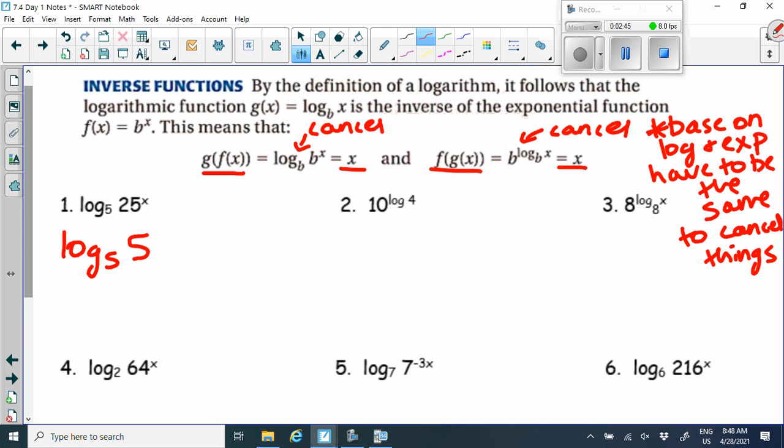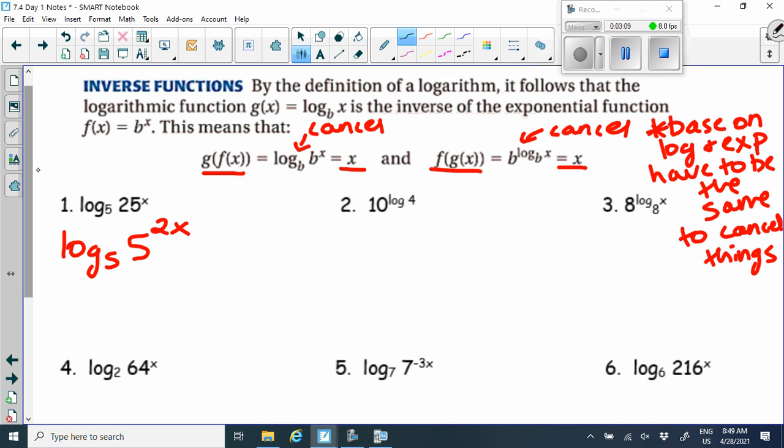Now, I can't magically just change 25 into 5. What I can do is rewrite this where it's equivalent. So 5 to what power gives us 25? Well, that would be 2. So 5 squared is just another way of saying 25. Now notice on the 25 we have an exponent of x. That didn't magically disappear. Instead, we keep it, but now it's with the 2, so 2x.